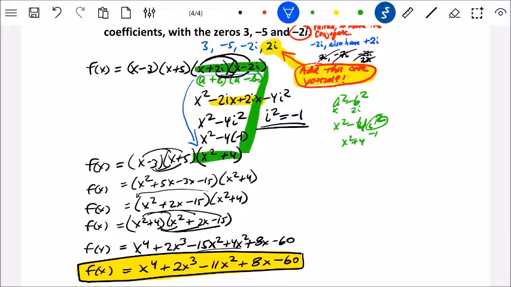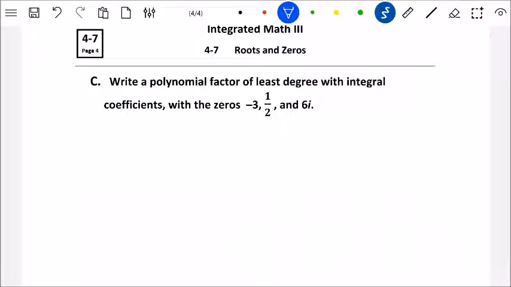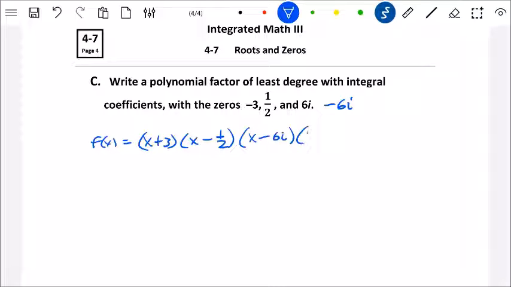All right, so now let's look at another example problem. Write a polynomial of least degree with integral coefficients with the zeros -3, 1/2, and 6i. Now this one's going to have another technique. First thing I notice is that I also have -6i. So let's go ahead and do the function f(x) is equal to (x + 3)(x - 1/2)(x - 6i)(x + 6i).